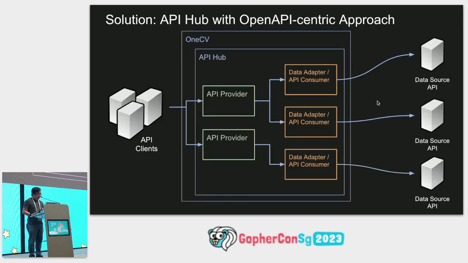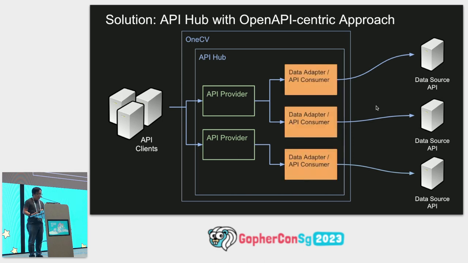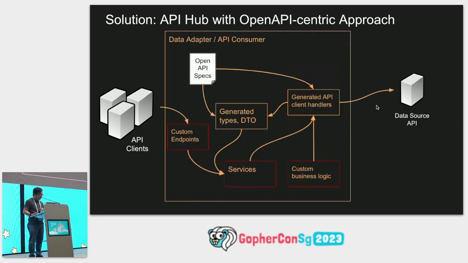Continuing from the diagram that I showed previously, the orange part represents the API consumers, and the green part represents the API providers. Let's touch on the API consumer part first. Just now I mentioned the idea of using OpenAPI to standardize the generation of code. So yes, you can.